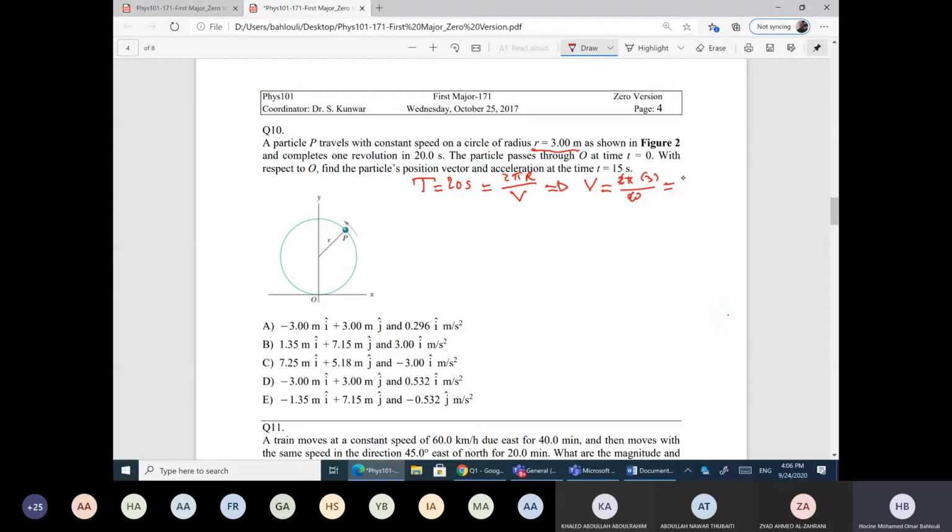3 pi divided by 10, it's almost 1, yes. Let me take it 1. Yes, 1 meter per second, approximately. I am trying not to put the numbers so you can see. So that's the speed, I know the speed now. The first sentence came from this information.